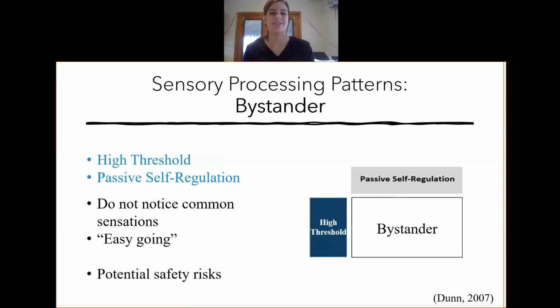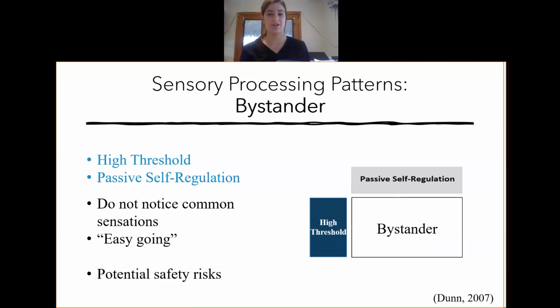The next sensory processing pattern we'll talk about is bystander. Bystanders have a high threshold again, like the seekers, but they have a passive self-regulation strategy. So with a high threshold, it takes a lot more sensory input for them to notice a sensation is there, but they have a passive regulation strategy, meaning they don't do anything to go try to find those sensations.